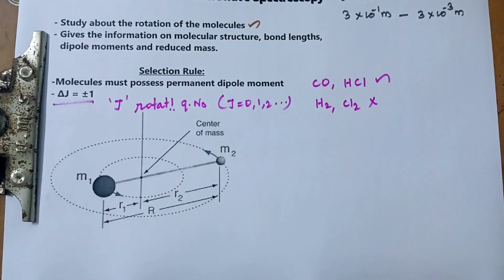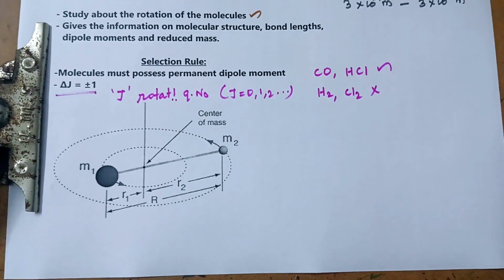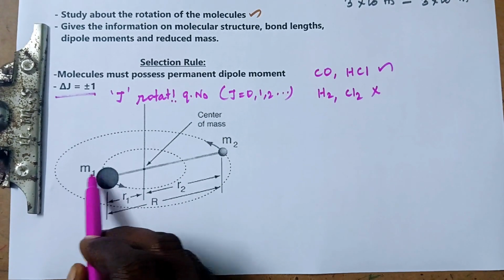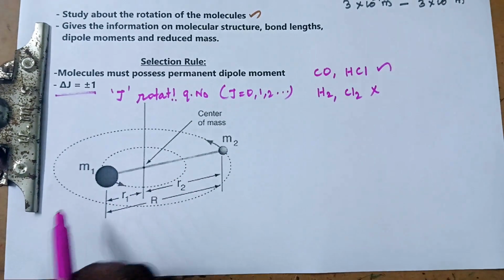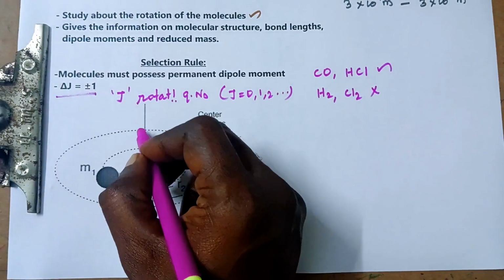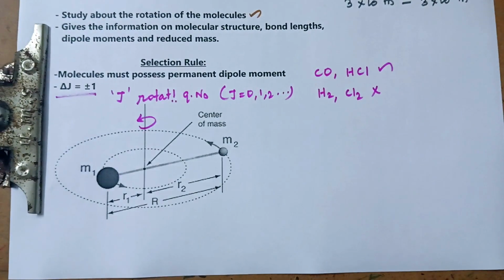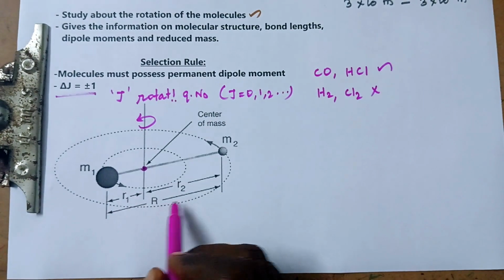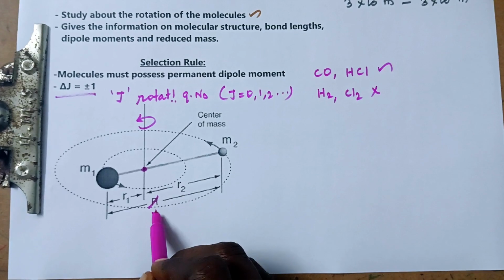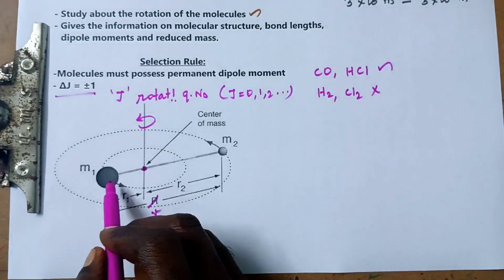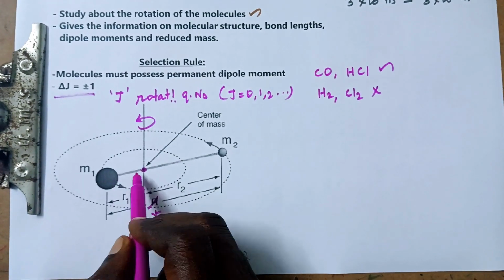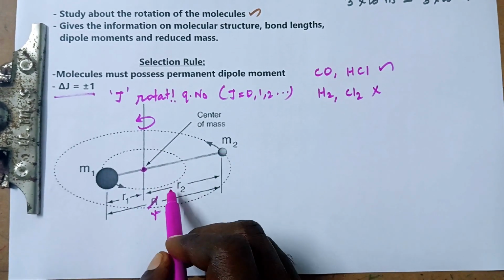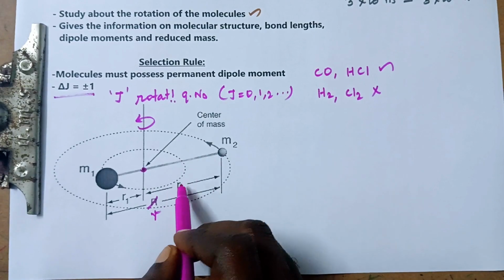Now let's come to this diagram. This is a rotating molecule. This is an atom whose mass is m1, the other one is m2, so it's a heterodiatomic molecule. It's rotating about this rotation axis, and here is the center of mass. The internuclear distance is capital R, let us put it as small r for convenience. The distance from the center of mass to the atom of mass m1 is r1, and to the other atom is r2.